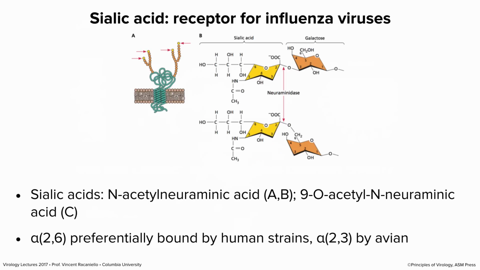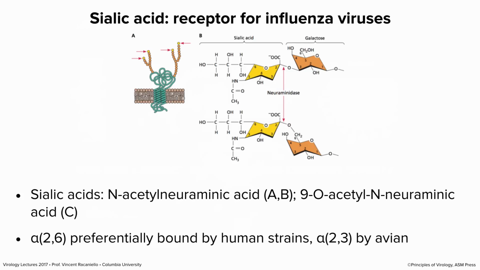Avian strains of influenza viruses, there are lots of influenza viruses that affect all kinds of animals out there, but birds are a big reservoir of the virus. They prefer to bind alpha-2,3 linked sialic acids, and that's shown at the top here. Sialic acid linked to the second sugar by an alpha-2,3 linkage. So simply the linkage to the second sugar can make a big difference as to what kind of virus will bind to it.